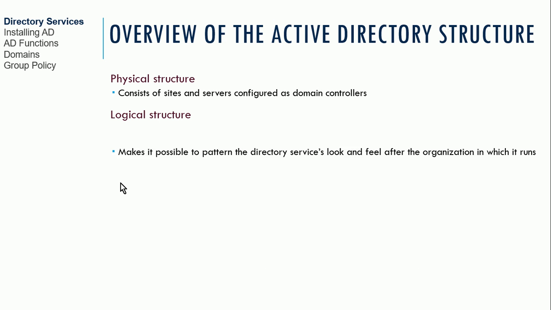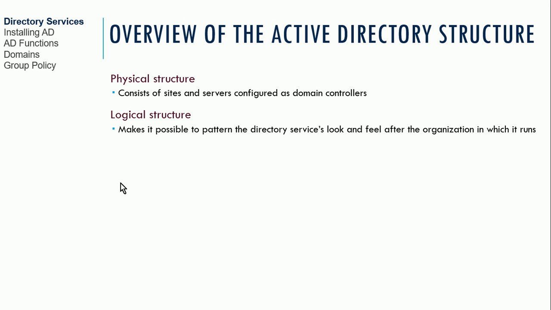The logical structure, on the other hand, makes it possible to pattern directory services after the organization in which it runs. So think about a pretty good-sized organization. You might have offices strewn all over the country. The physical structure of that company would be an office in Los Angeles, an office in New York, and so forth and so on. And you would have to plan for that physical infrastructure to mirror that.